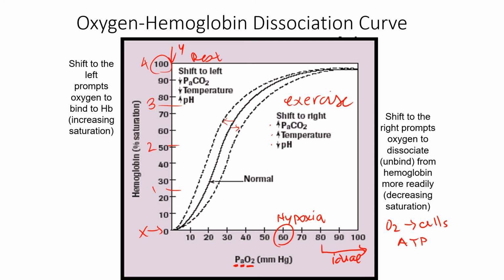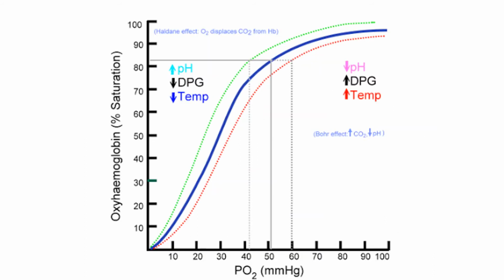So let's get to a clean picture and we'll talk a little more. So let's say that we have 60 as our partial pressure of oxygen. You're going to follow that line up here.